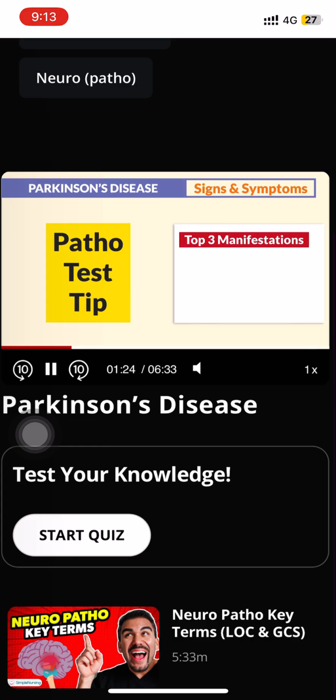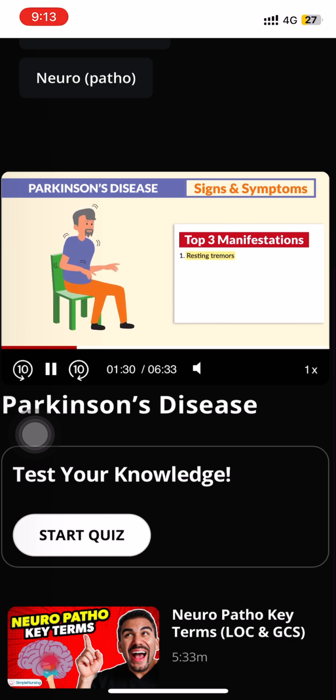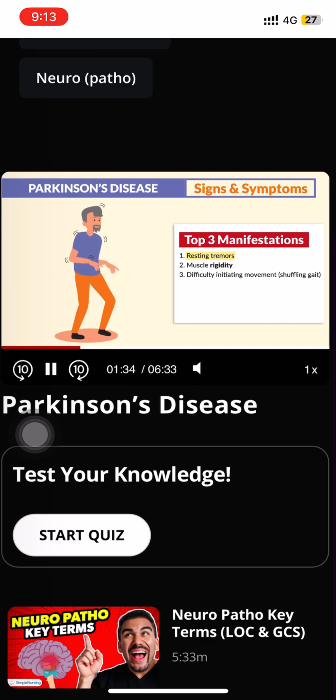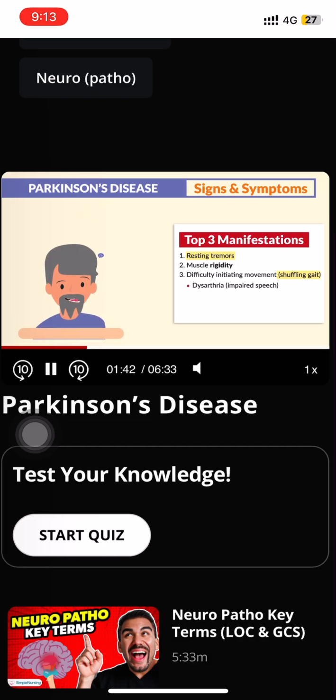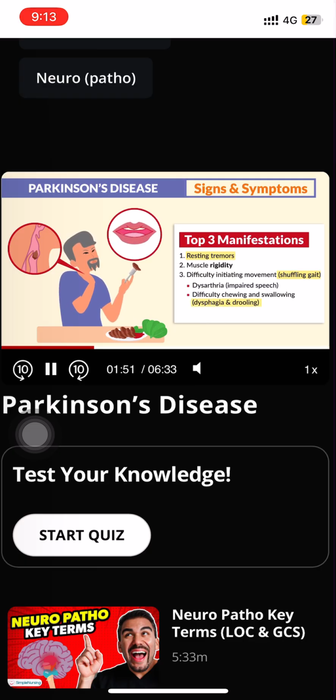So the top 3 manifestations to write down and know for your pathophysiology exams are #1, a resting tremor; #2, muscle rigidity; and #3, difficulty initiating movement, known as this shuffling gait, which we'll break down in more detail in a moment. But we also see dysarthria, that impaired speech, as well as difficulty chewing and swallowing. This dysphagia, as well as drooling. Be sure to write those two down.